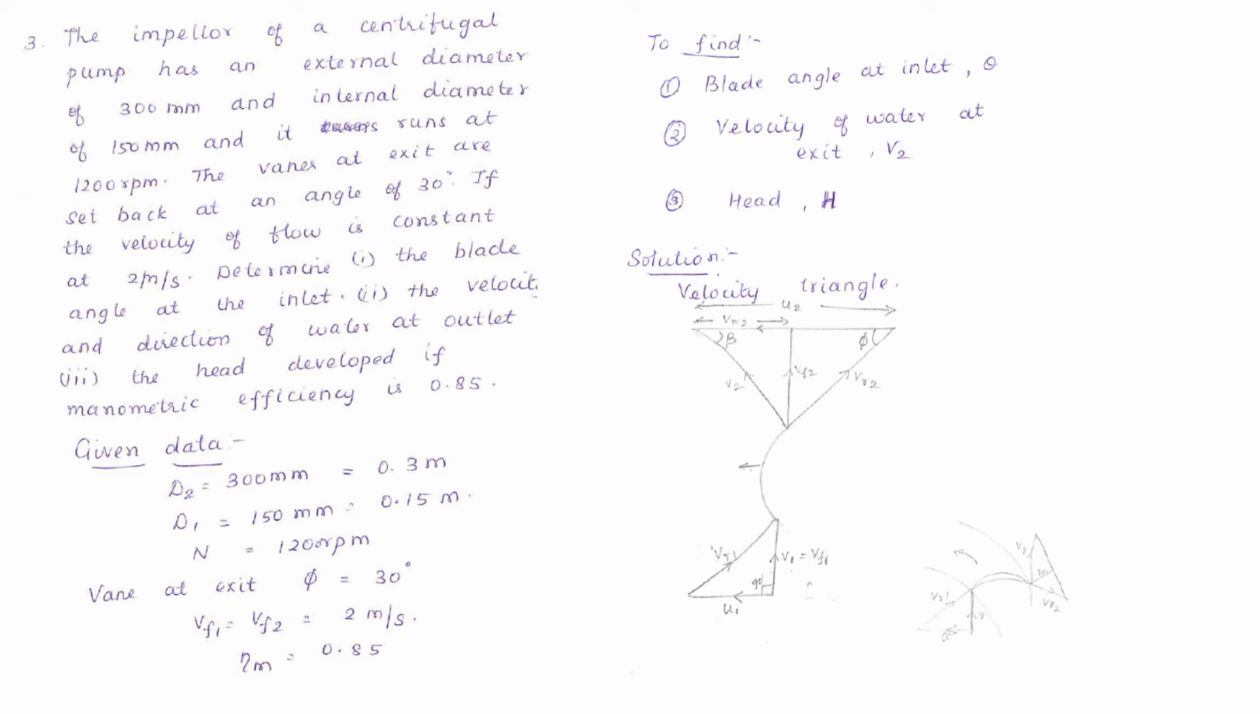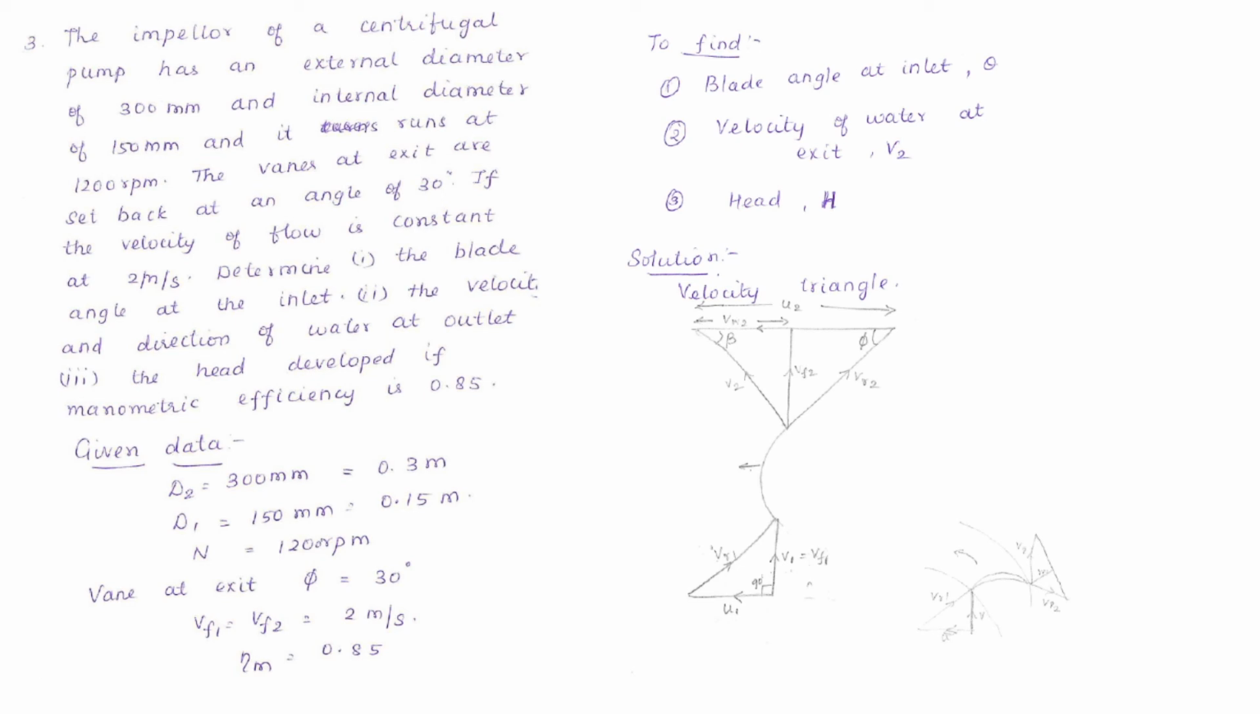What we have to find? We have to find the blade angle at the inlet. Blade angle at the inlet is theta. Velocity and direction of water at the outlet. Velocity of water at the outlet representation is V2. And the direction is nothing but you have to find the angle. What is the angle? Beta. And the head developed, how to denote that? H. So what are the things we have to find for this problem? Theta, V2, beta and H.